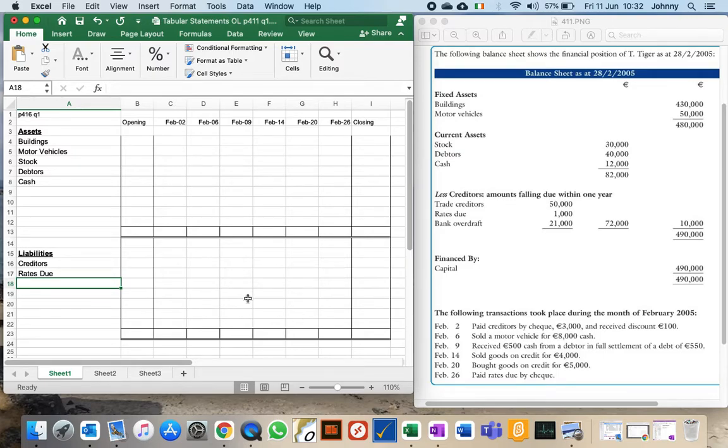Bank overdraft. Now bank overdraft means we owe money to the bank. I usually put it in as an asset but a minus in the assets. It makes it easier to do the maths, I find. So I'm going to put bank in here as a minus number, so it's minus 21. And then finally the last one we have is capital.